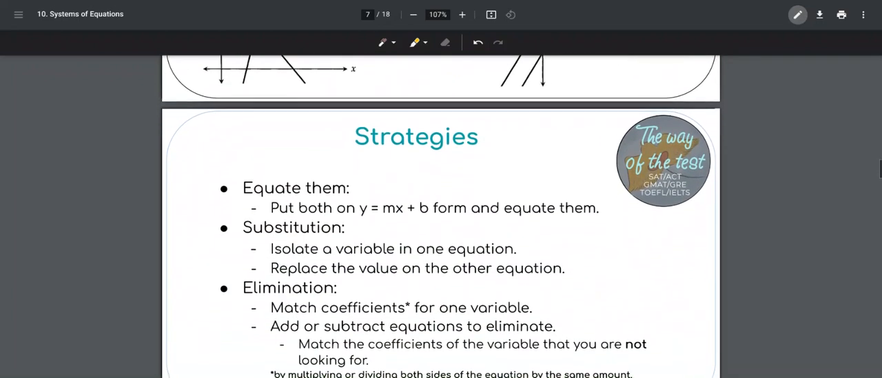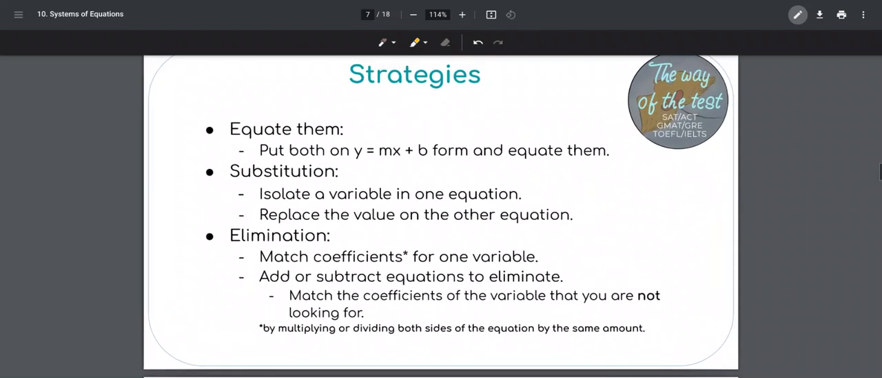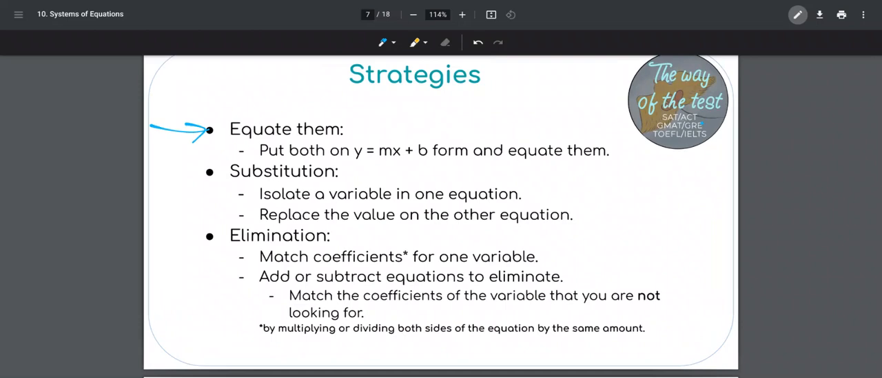Okay, so a strategy for systems of equations. How do we solve a system of equations? Well, we're going to do it by equating them, substitution, or elimination. By equating them, all we're going to do is put both equations in this form, so y equals something, and then we're going to equate them.